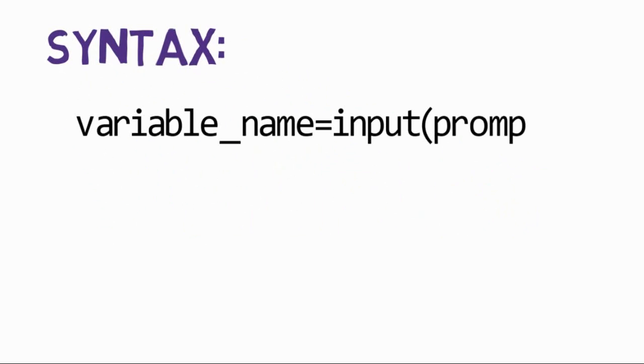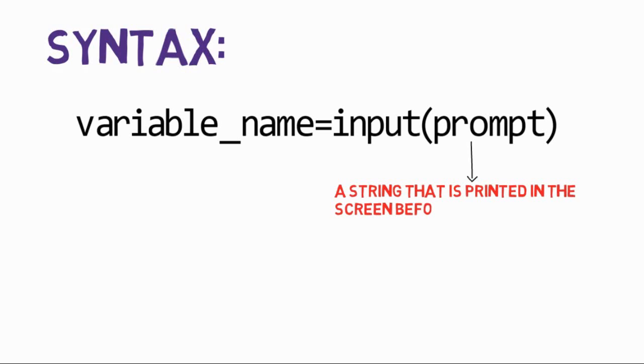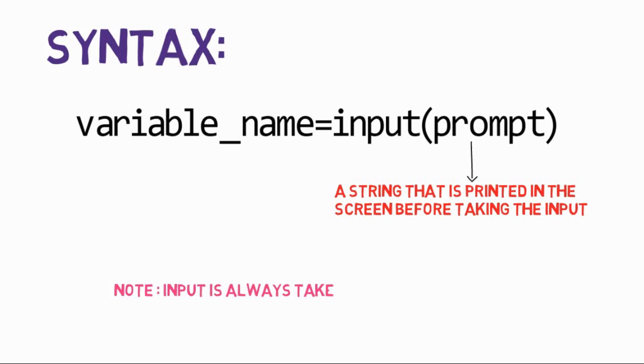Usually, whenever we are getting input from the user, it needs to be stored in a variable. So the variable name is used here and the input function is used to get input from the user, and inside the parentheses is a prompt, which is a string that is printed on the screen before taking the input. The prompt is usually optional, and note that input is always taken as a string in Python.